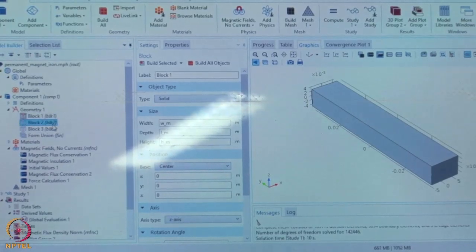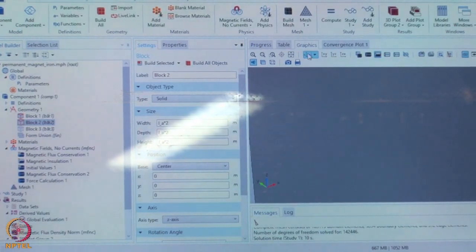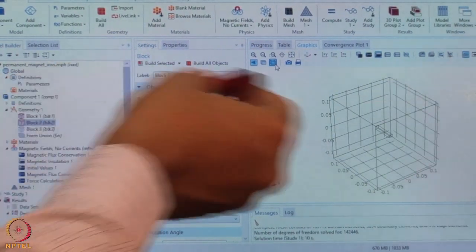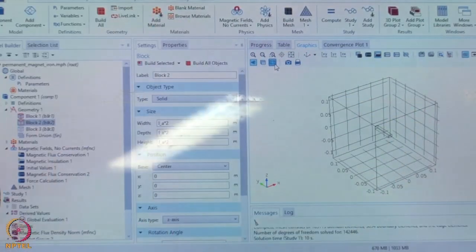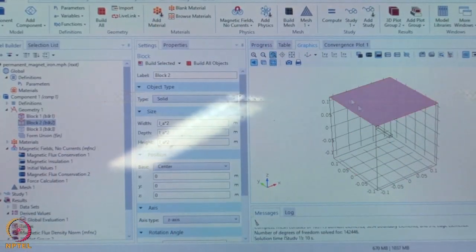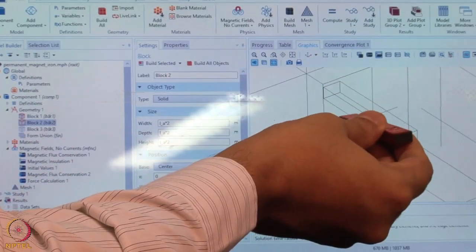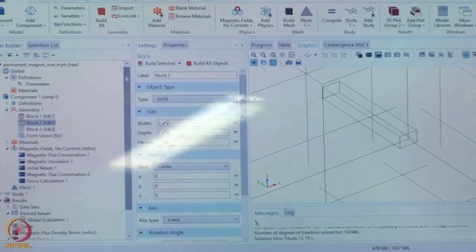Before that, we'll be enclosing it in a big air box. So this is my magnet, and I surrounded it with an air box. Can you zoom it a little bit for us to see how the entire thing is looking? So this is the magnet that is there, and then the air box is surrounding the magnet.